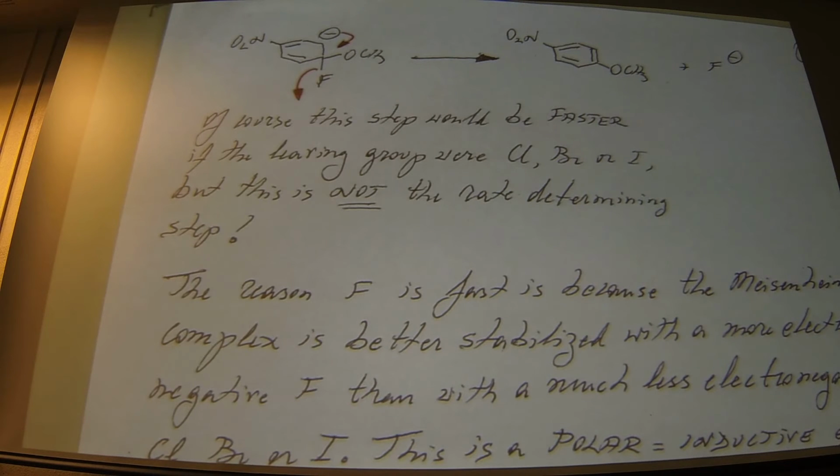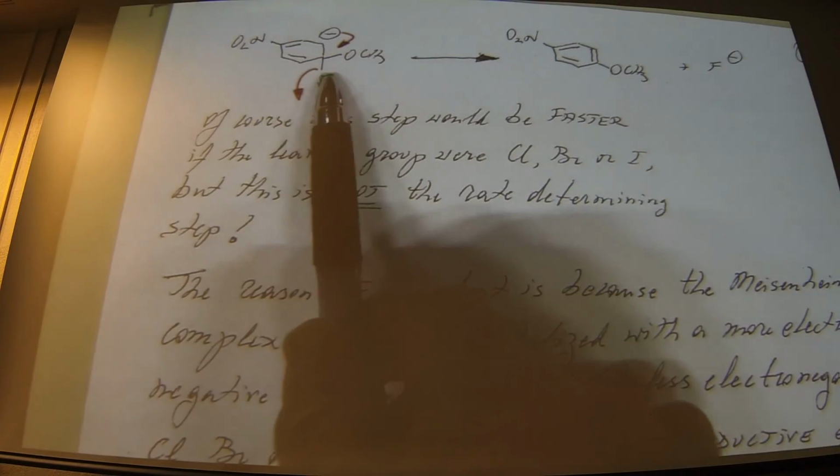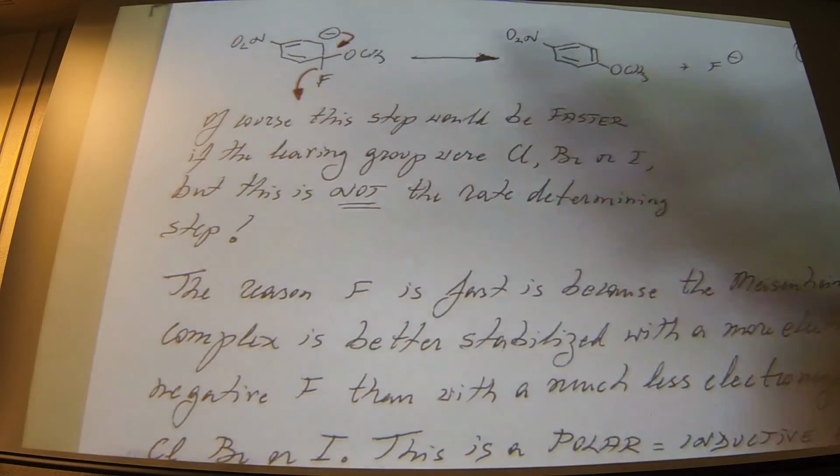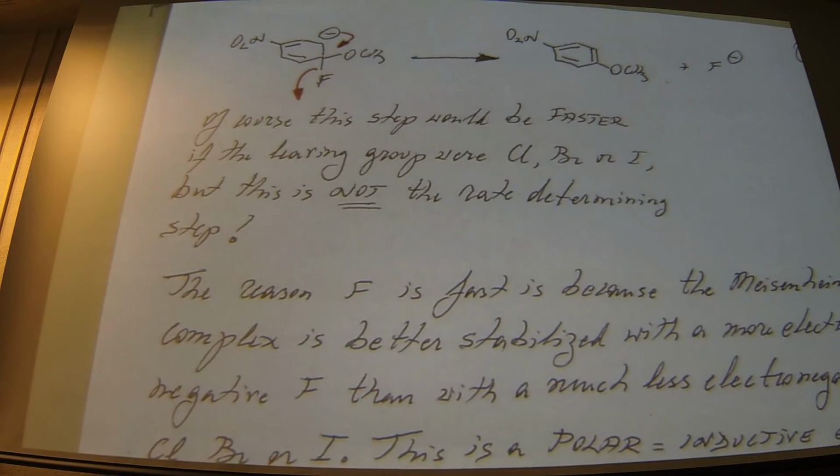Step number two, we don't care about. That can be fast, that can be slow. It's never going to be as slow as the first step. It's always going to be faster than the first step. And so if it's faster with iodine, it doesn't matter because the first step is the one that determines the rate.